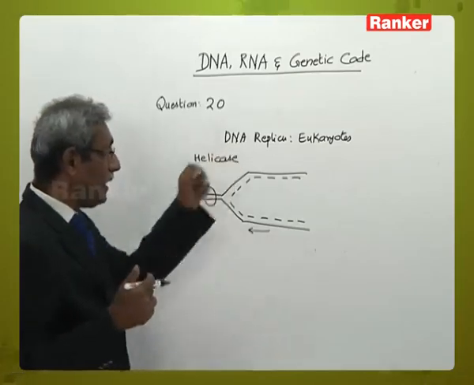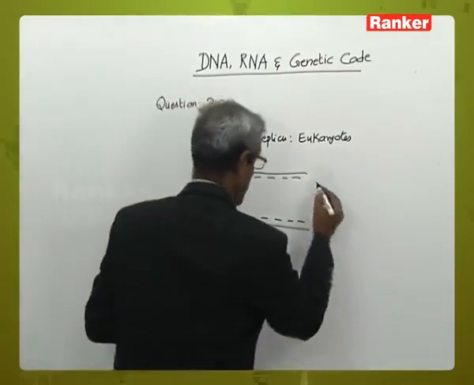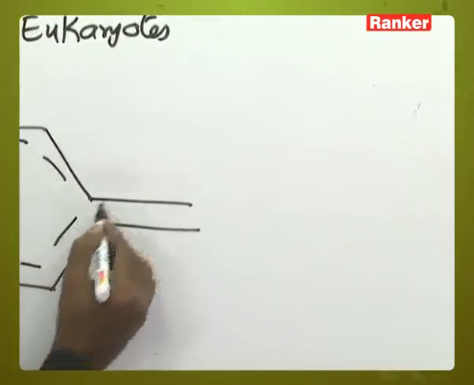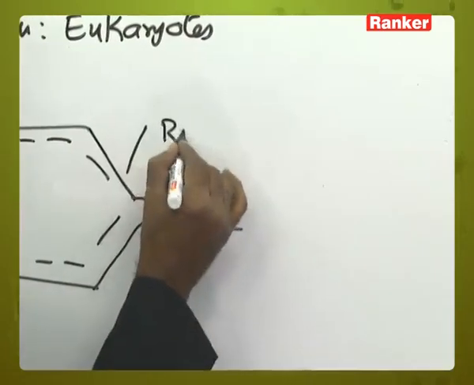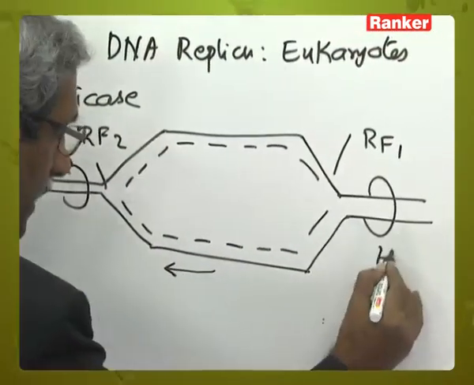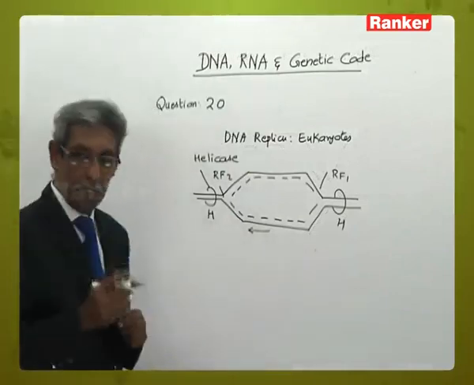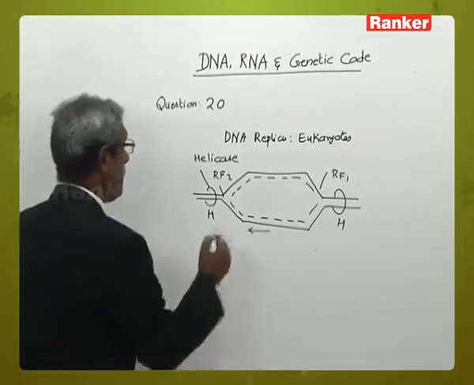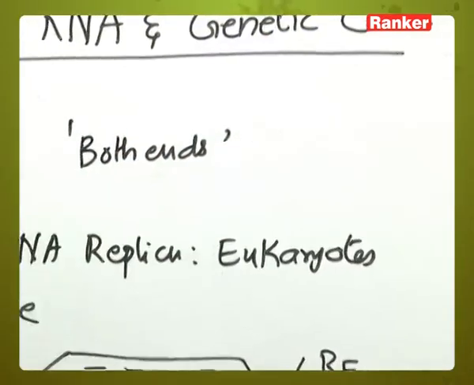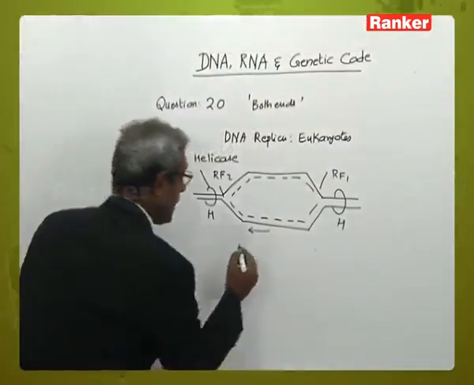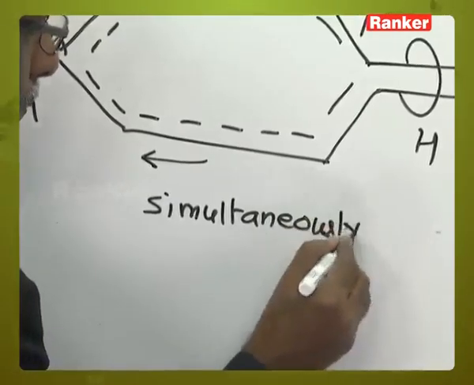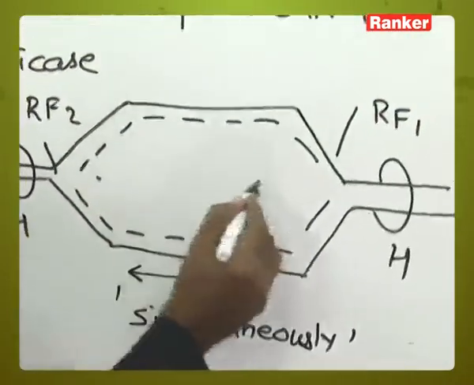So, parallelly, when you take DNA replication in eukaryotes, it is a method wherein you have two replication forks. Replication fork 1 as well as replication fork 2, and you have the presence of the helicase enzyme. So, the DNA replication occurs from both the ends of the chromatids, and it occurs simultaneously. Right from here as well as from here.